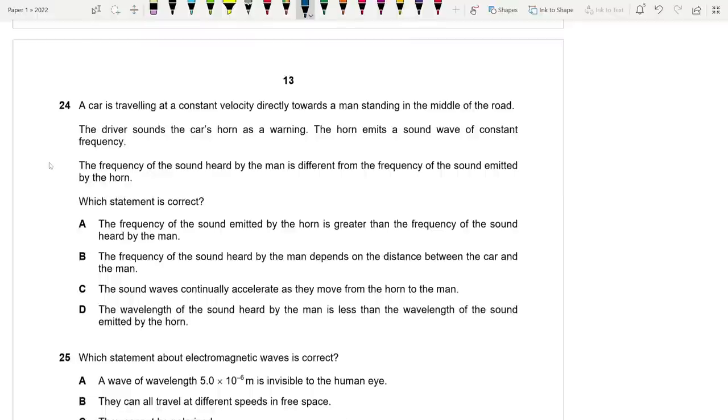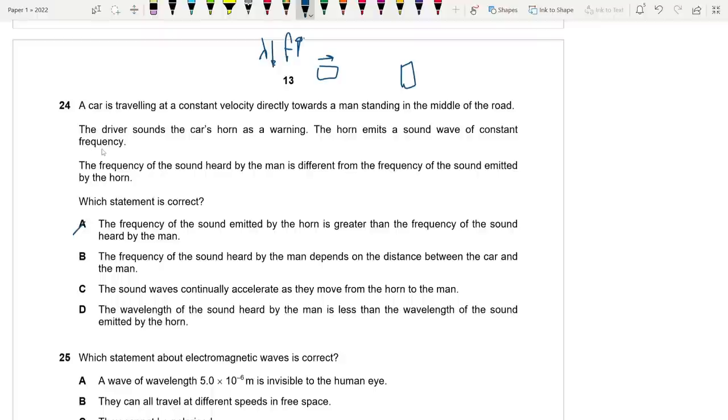A car is traveling at constant velocity towards a man standing in the middle of the road. The driver sounds the car's horn as a warning. The horn emits a sound wave of constant frequency. The emission is constant, but the observer will hear something else. When distance decreases, what happens to the wavelength? Wavelength decreases and frequency increases. The frequency of the sound heard by the man is different from the frequency of the sound emitted by the horn, which is correct. The frequency of the sound emitted by the horn is greater than the frequency of the sound heard by the man.